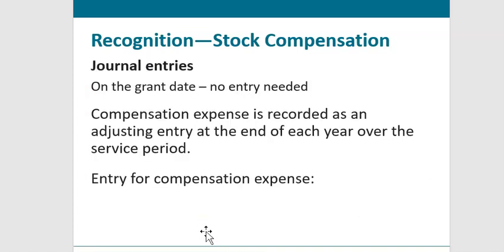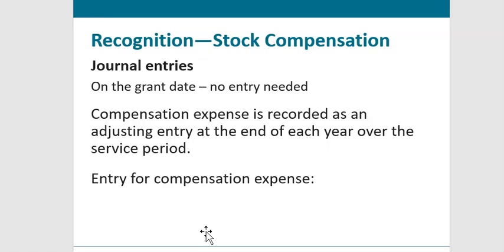What are the journal entries that we need to know about related to stock option compensation? Well, on the grant date, remember what the grant date is. It's the date that the options are offered to the employees. There's no entry. We do need to determine the fair value of those options at grant date, but once we determine that amount, we record adjusting entries.